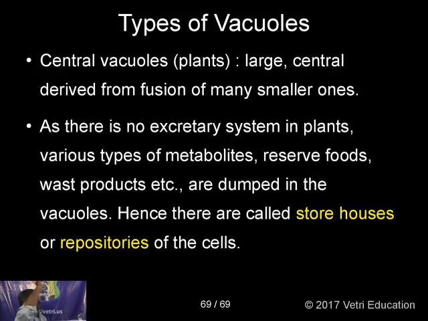Next, the central vacuoles are large and central, derived from fusion of many smaller ones. Very small vacuoles join together to form a very big central vacuole. As there is no excretory system in plants, various types of metabolites, reserve food materials, and waste products are dumped in the vacuoles. So these are called the storehouses or repositories of the cell.